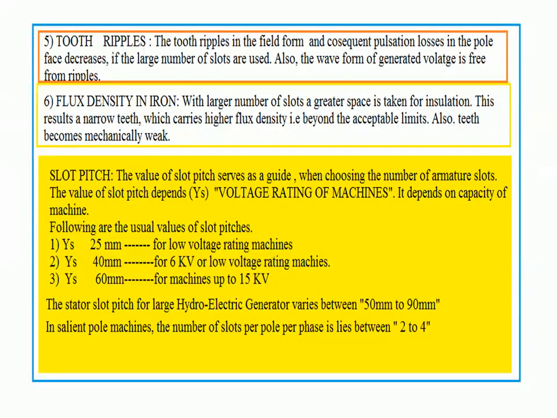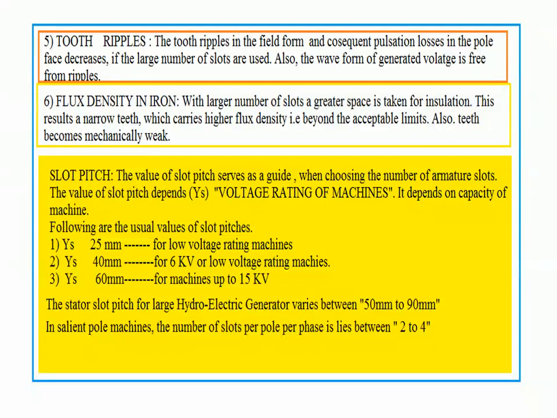Next point, tooth ripples. It is also one of the major factors. The tooth ripples in the field and consequent pulsation losses of the pole face decrease if we are using a larger number of slots. It is also one of the choices. If we are using a larger number of slots, the tooth ripple loss also reduces. Also, the waveform of generated voltage is free from ripples, which is another factor.